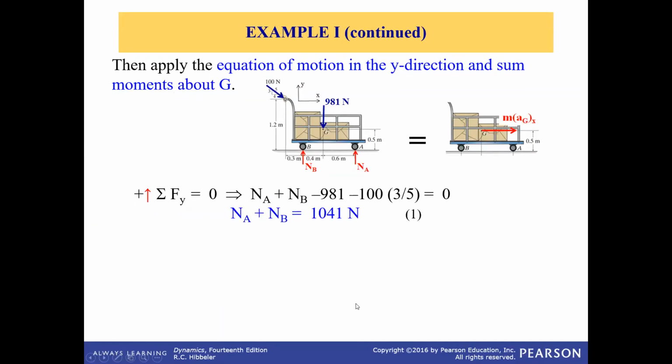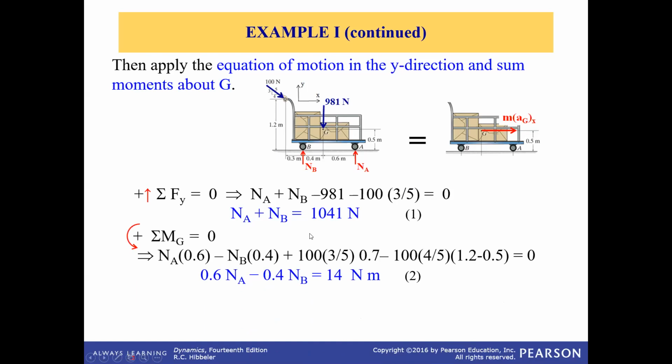Once we have that, the second equation is the equation of motion in the y direction. In the y direction, there's no motion, so the net force should sum to 0. The two normal reactions are in the positive y direction, the weight is in the negative y direction, and this force is pushing it down, so the y component of this force should also be negative. So NA plus NB minus the weight minus this force equals 0. You have two unknowns here but only one equation, so you need a second equation.